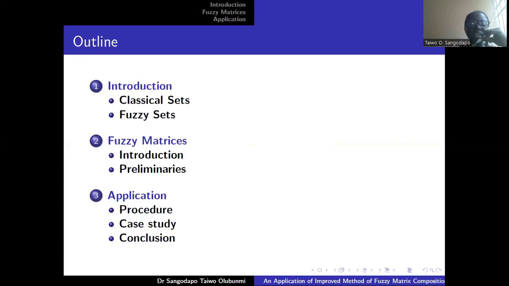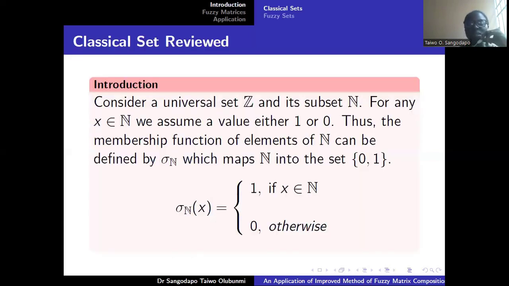Introduction, the classical sets. Before we have a fuzzy set, there is existence of classical sets. Then we move on to fuzzy matrices. We introduce it, get some basic definitions that will help us in the main talk. And also we look at the application, how to apply this fuzzy matrices with respect to medical diagnosis.